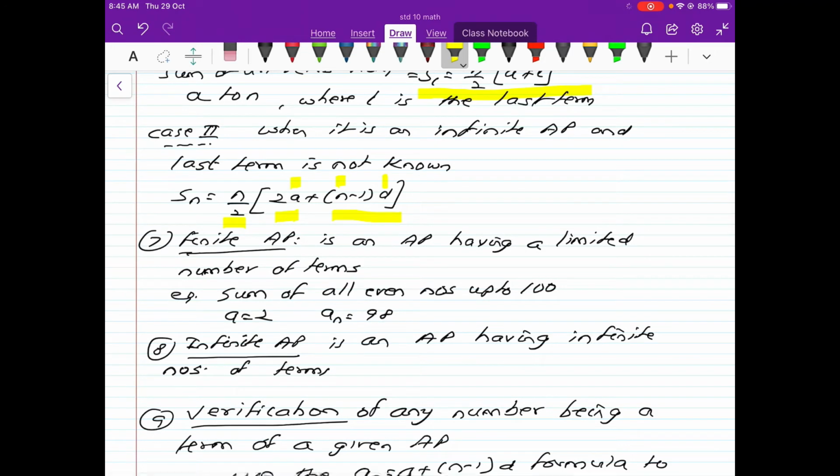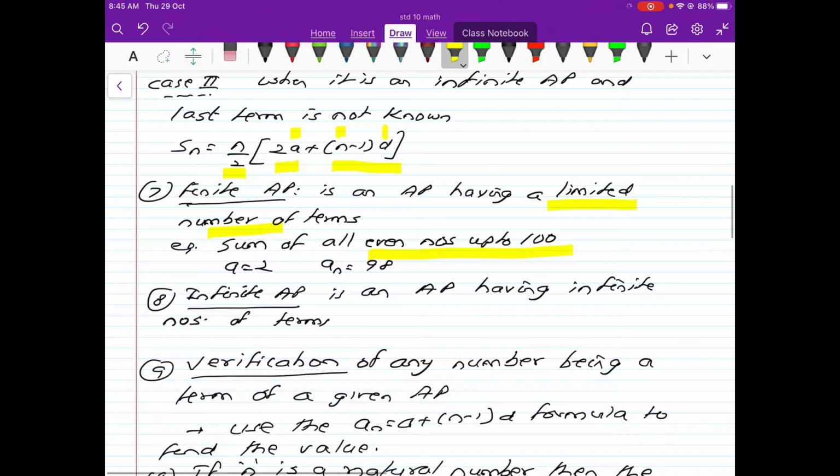Then comes the question, what is a finite AP and what is an infinite AP? A finite AP always has a limited number of terms. For example, the sum of all even numbers up to 100. Now it is a finite AP because the first even number is 2, and the last 2-digit even number before 100 is 98. So this becomes a finite AP. Then what is an infinite AP? An infinite AP will have an infinite number of terms. For example, if I just say the multiples of 3, there are unending multiples of 3. So that becomes an infinite AP.